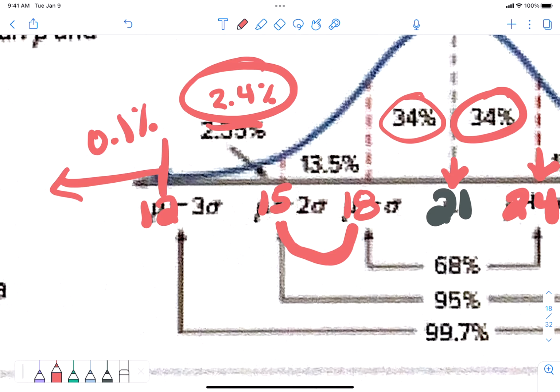Again, I'm just making these numbers up. It is possible to score less than a 12. I'm just making these numbers up. I don't know exactly what the standard deviation is, etc., right?